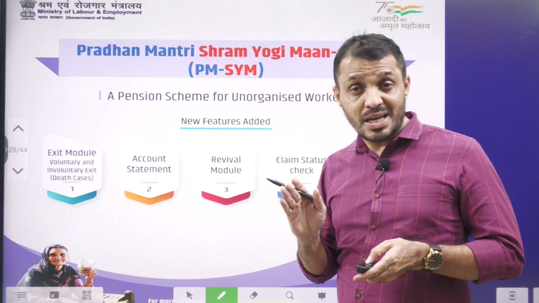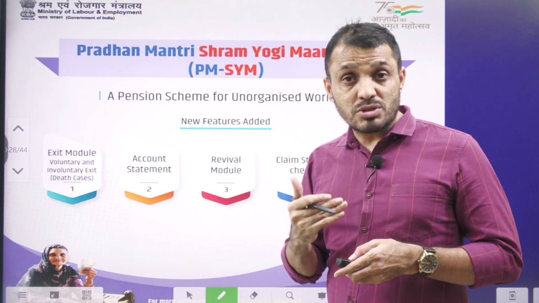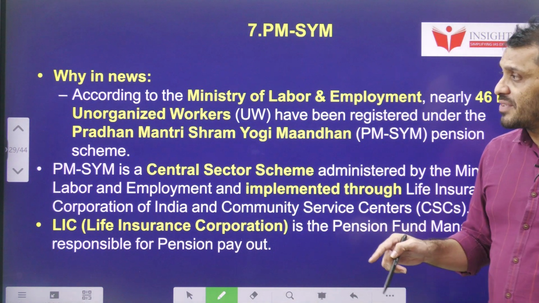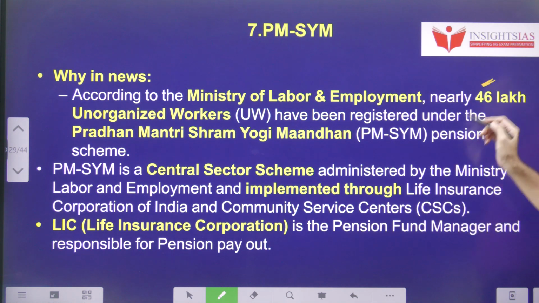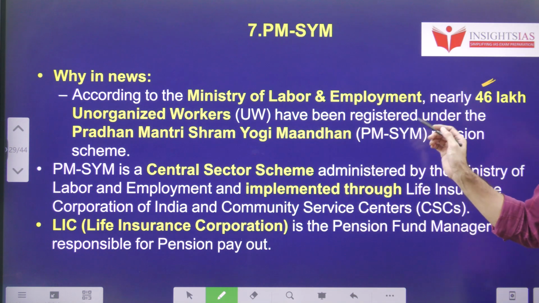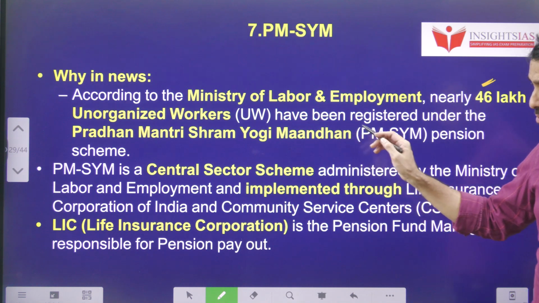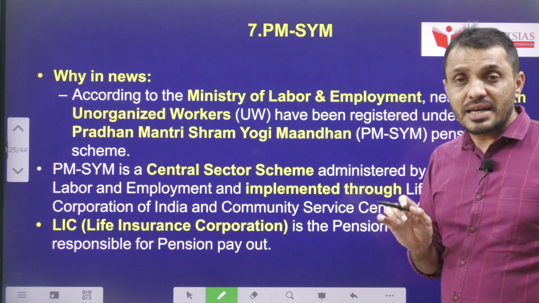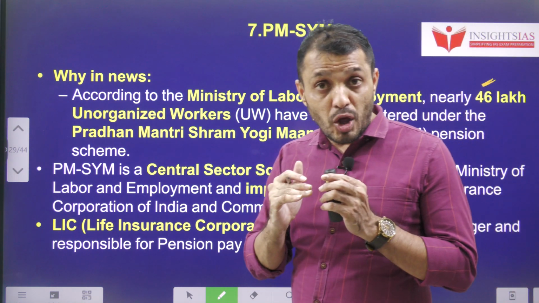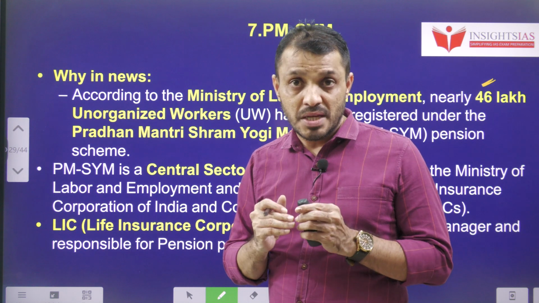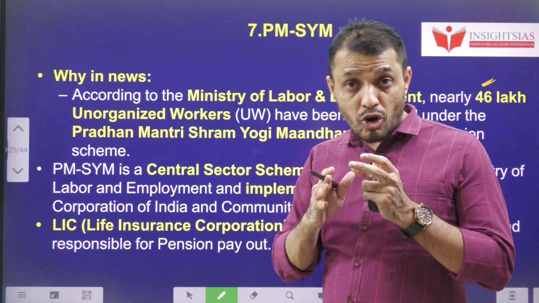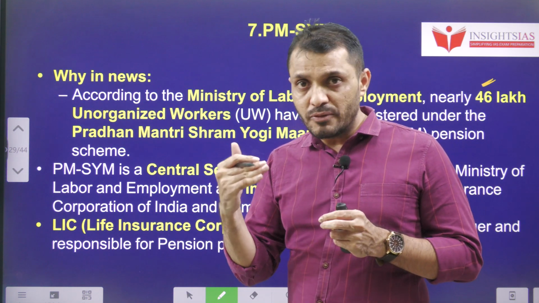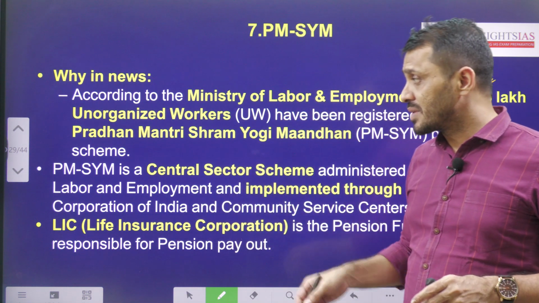By this way, they are going to be provided with social security in their late age. Now let's see. According to the Ministry of Labour and Employment, around 46 lakh unorganized workers have been registered under the Pradhan Mantri Shram Yogi Maan-Dhan pension scheme. Here, unorganized labor means where the employment is not based on terms and conditions. The common jargon we use for unorganized labor is blue collar workers. For organized labor, we use the word white collar workers.